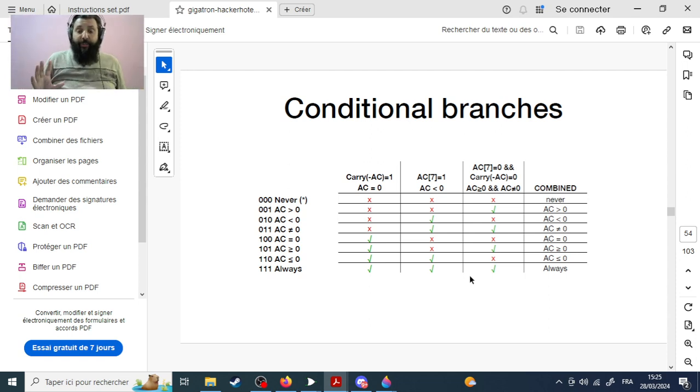The branch instructions are used to jump to another part of the program. You have to understand that the jump and the branch are similar. The main difference is that the branch instruction jumps if the condition is true. If the condition is false, the branch instruction will not jump, it will continue.